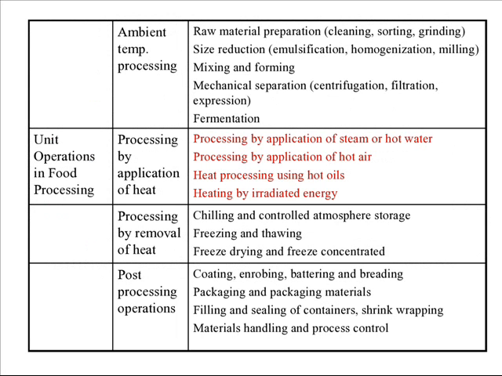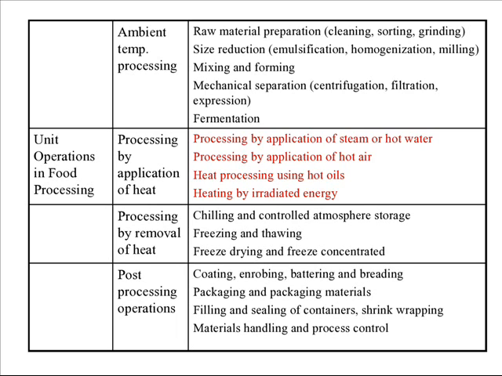When we talk about food processing, we like to describe the different steps that we take to process food as being unit operations. The unit operations that are most common fall within 4 different categories. There's ambient temperature processing, that is to say, processing at room temperature. There's processing by application of heat, processing by removal of heat, and then there are also post-processing operations.